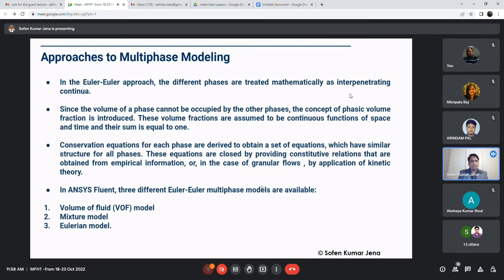So then, what are the approaches to multiphase modeling? Before moving to ANSYS Fluent and doing the multiphase setup, let's have some thorough knowledge of the numerics of multiphase flow, right?